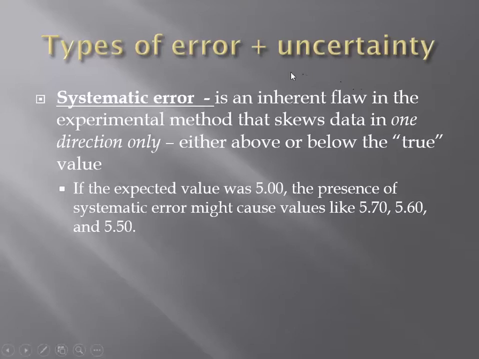The systematic error is an inherent flaw. Inherent means it's a part of something, or it's just part of the way you're doing something causes a problem. It could be a mistake in the way you've designed your experiment, or it might be just part of the nature of doing a certain type of experiment that there's always going to be systematic error to it.